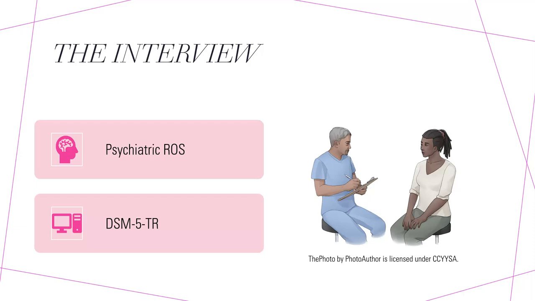So the interview, you're going to do a psychiatric review of systems, and everything that you're gathering, you're going to use the DSM-5 TR for formulating your diagnosis. So the interview is important in forming a diagnosis. Without it, you can't form one, right? Evidence gathering and assessment are essential to formulate the diagnosis and the treatment plan. And of course, we use the DSM-5 TR for all of our diagnostic criteria. So you want to have that handy.